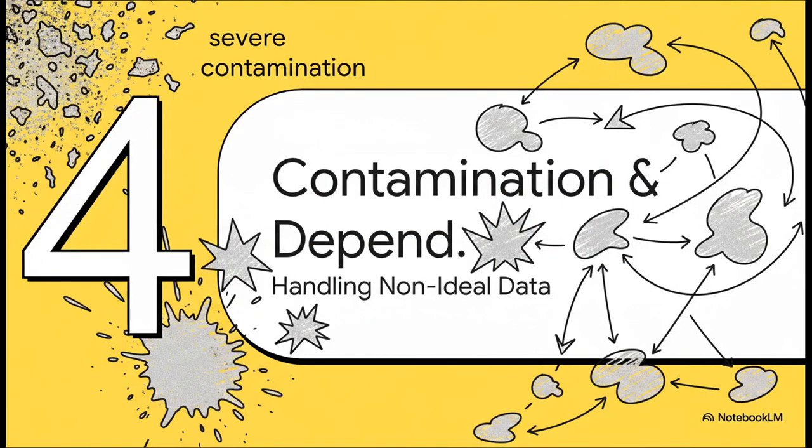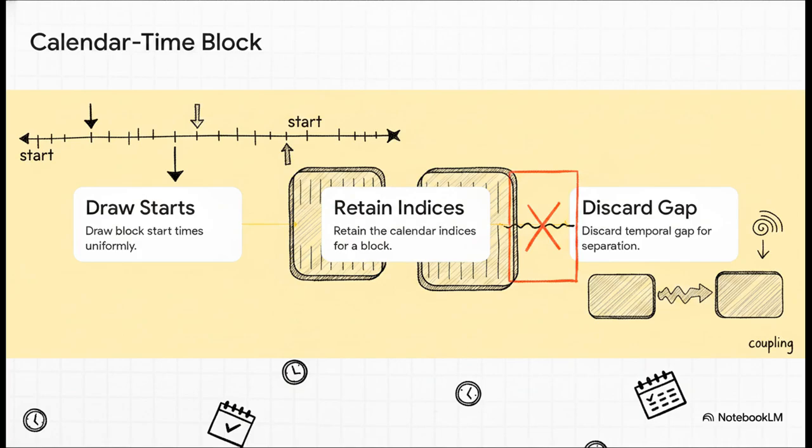Next up is Section 4, Combating Contamination and Dependence, where we look at how these estimators handle some seriously tricky non-ideal regimes. So how do we handle dependent time series data where consecutive observations are highly correlated? Well, we implemented a strict calendar time block protocol.